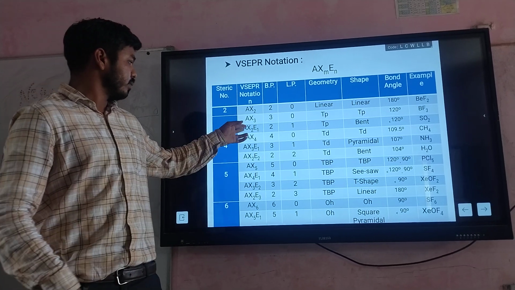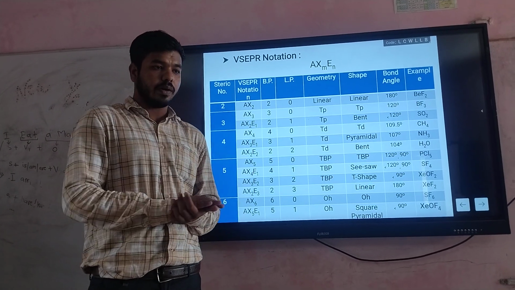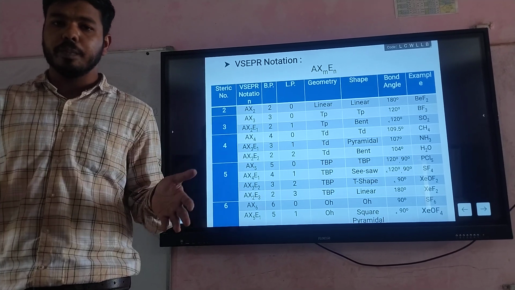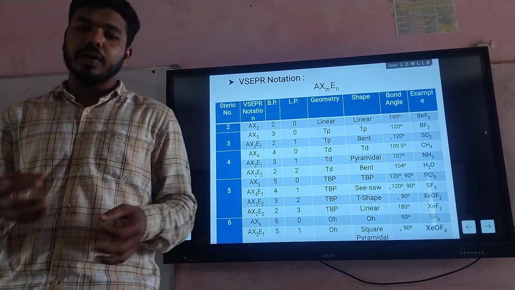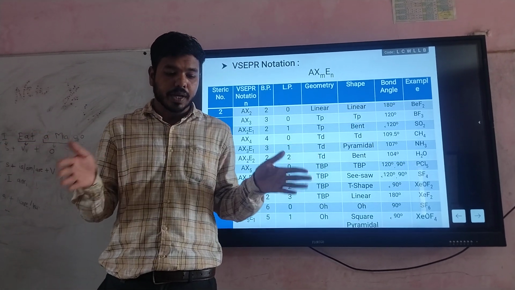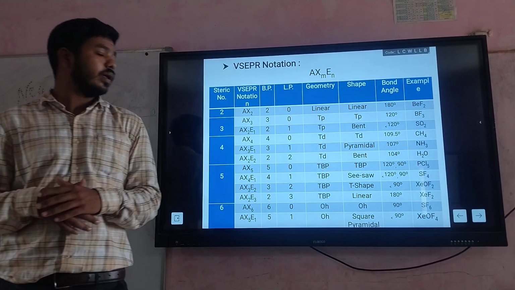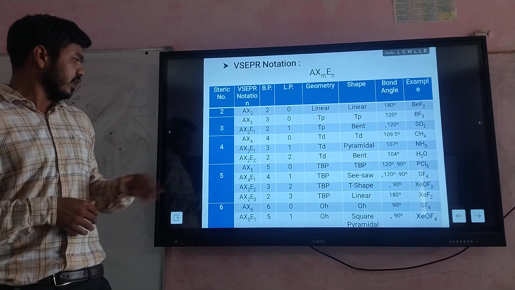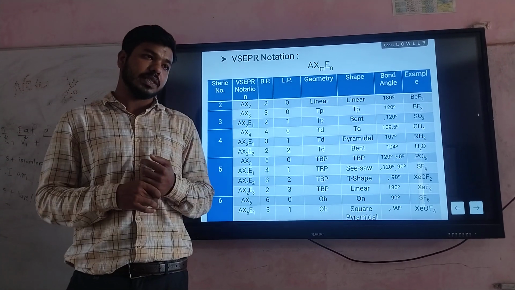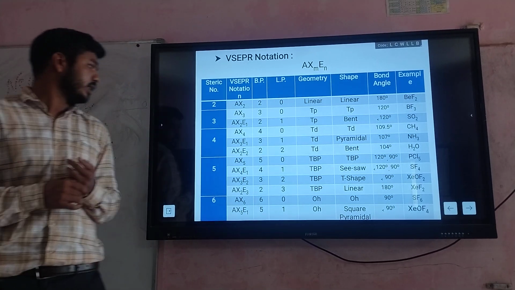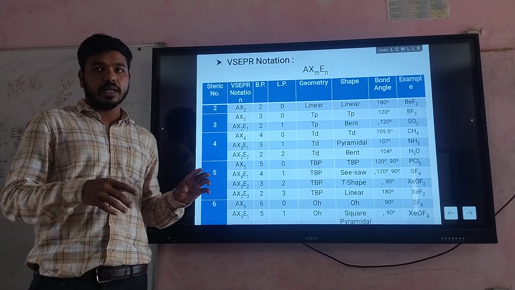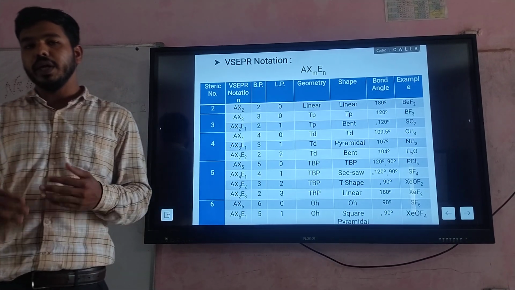So in this molecule, due to the presence of one lone pair of electrons, the repulsion between lone pair and bond pair is more compared to bond pair and bond pair, and that's why the bond angle gets compressed and comes to less than 120 degrees. Then if the value of Z is 4, we have to see 3 cases, that is AX4, AX3E1, AX2E2.